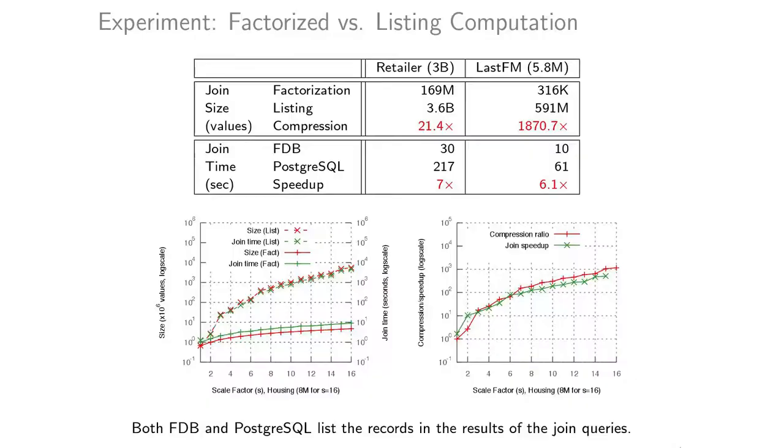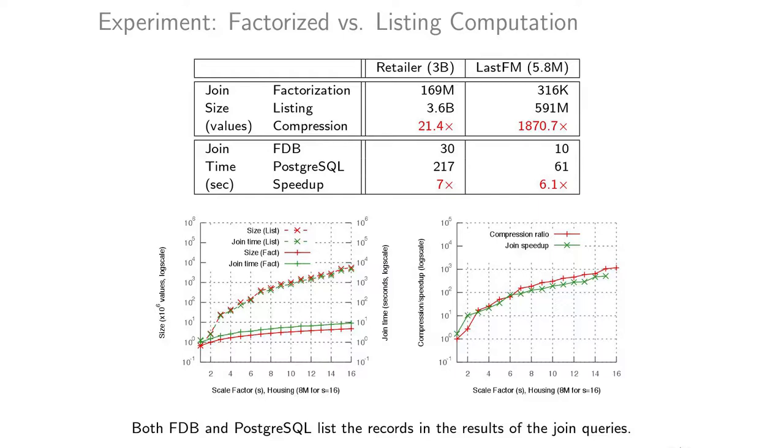And we also tried other data sets. Here is, for instance, a very small data set where the gap in compression is large, but the gap in time is not as large, simply because the data set is very small and can be processed very quickly. In the case of the retailer data set, we found that the compression is about 21, and the speedup in that experiment was about 7.